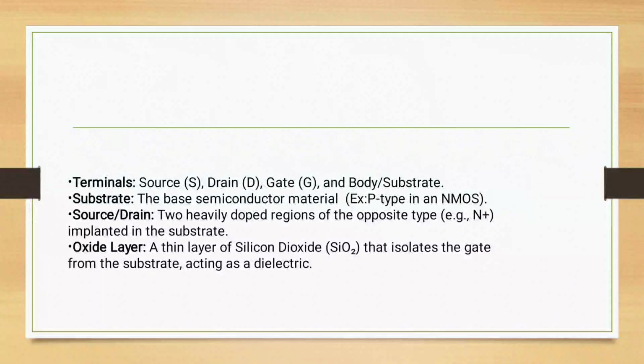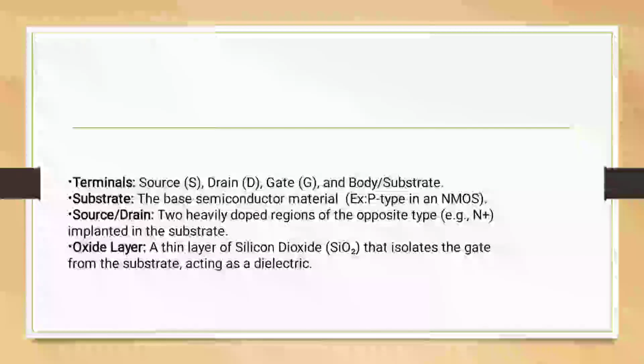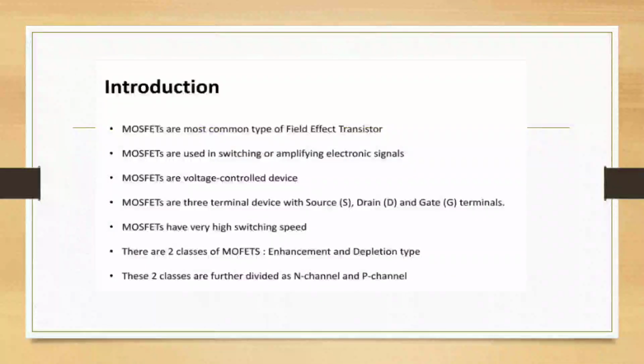Next, this MOSFET acts as an amplifying device. Otherwise we can use it as a switching device, and it has a very high switching speed. It is also called a voltage controlled device. We will discuss in further PPTs why we call this a voltage controlled device.